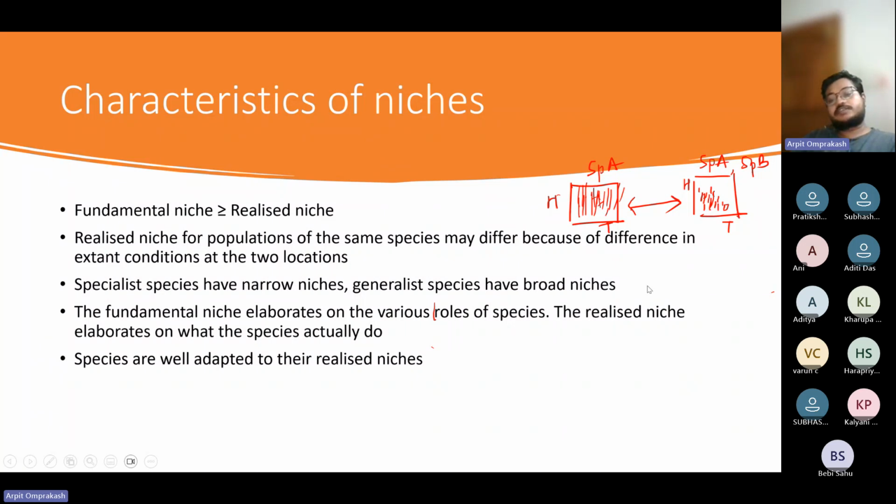Whereas generalist species are species that feed on a lot of different things, and they need to be able to survive in broad environmental conditions. That's why they generally have broad niches. Right. The fundamental niche elaborates the various roles that a species can take in a community, whereas the realized niche elaborates on what the species is actually doing in a community. Okay. And the final thing is species are well adapted to their realized niches. Since in a community, the realized niche is where the species is occurring, they are very well adapted to that given area, given niche.